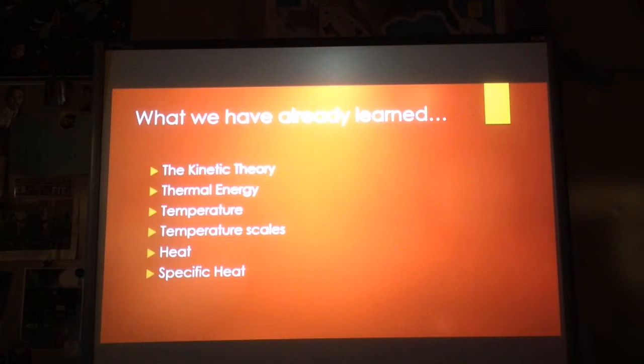We have the temperature scales, which are Kelvin, Celsius, and Fahrenheit. In here, we will only deal with Kelvin and Celsius. We talked about converting between those. And then we have heat. Heat is thermal energy flow, and it always flows from objects with a higher temperature to objects with a lower temperature. And what one object gains is the exact amount the other loses. And then we had specific heat. Specific heat is the amount of energy needed to raise 1 kilogram of an object 1 degree Celsius, or Kelvin.